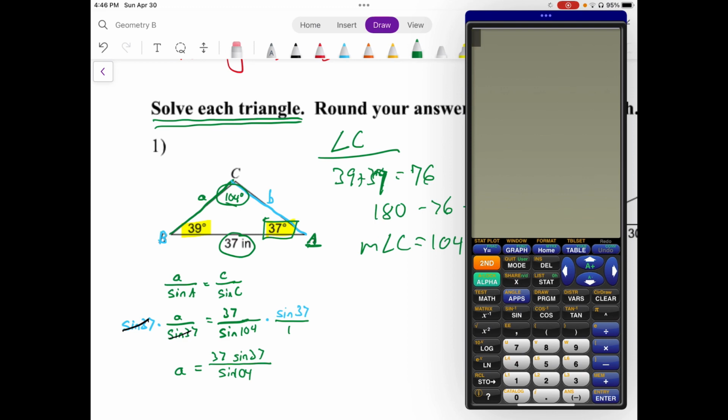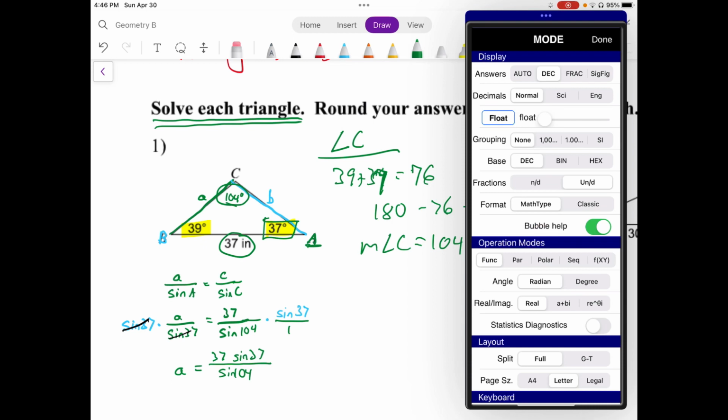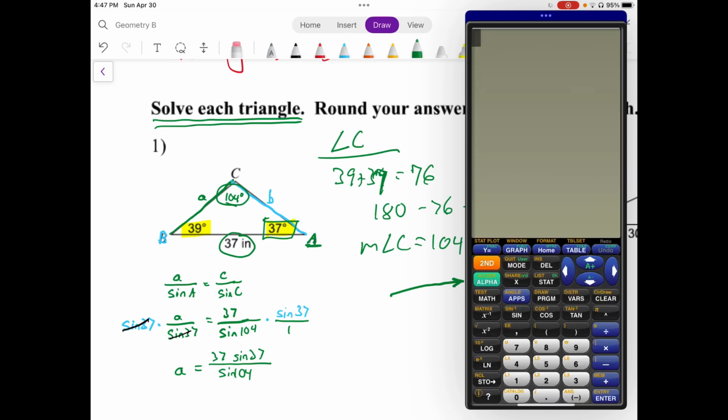What you want to do is make sure your calculator is in degrees. So I'm going to hit mode. Now mine looks a little different. Down here, you see it says angle, and radians is selected, so I need to click degrees. And so now I have degrees, so that's good. Whatever you need to do in your calculator to make sure it's in degrees, you need to do that. And now we will find what this is equal to.